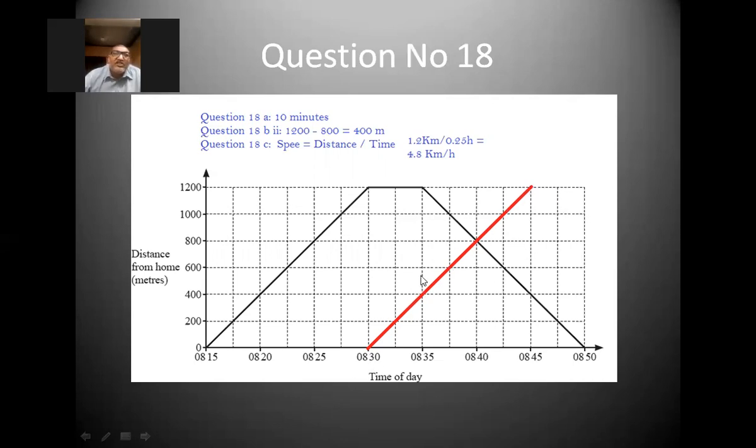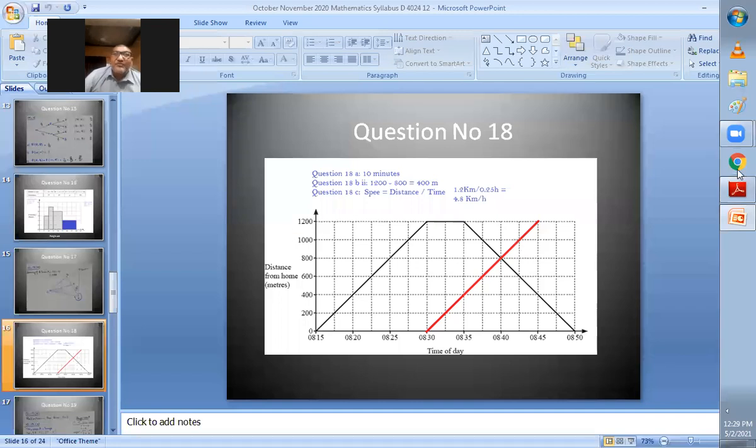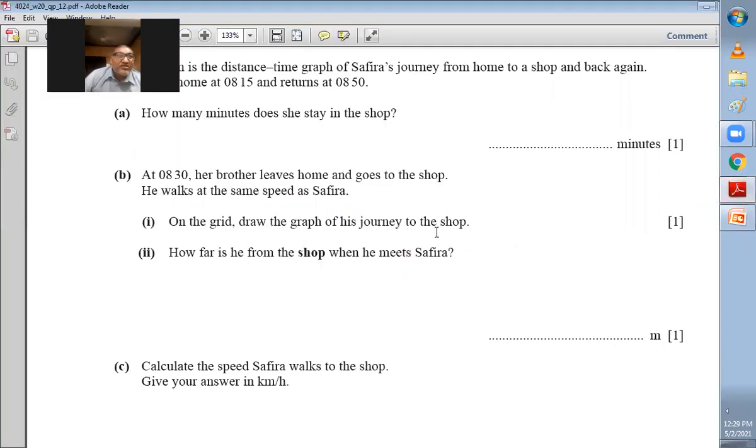Then I joined these points, and you can see they are exactly parallel to each other. Because it's a distance time graph, the slope is equal to the speed, and this tells us the speed of Safira and her brother are exactly the same. That's why the distance time graphs are parallel. This red graph is her brother's graph when he started from home and goes towards the shop. So that is the first part of that question.